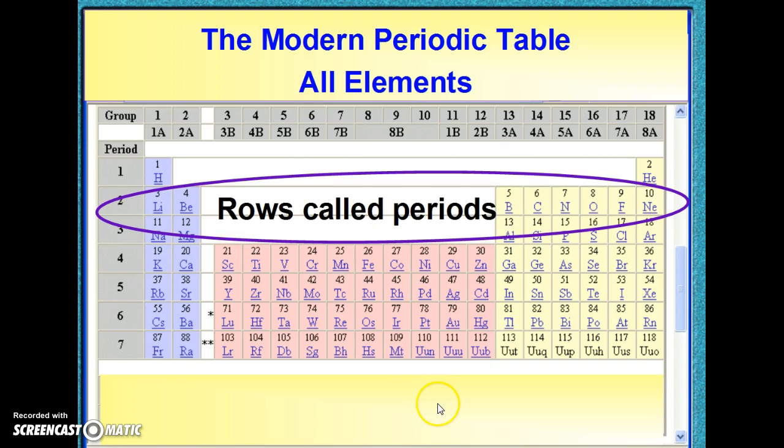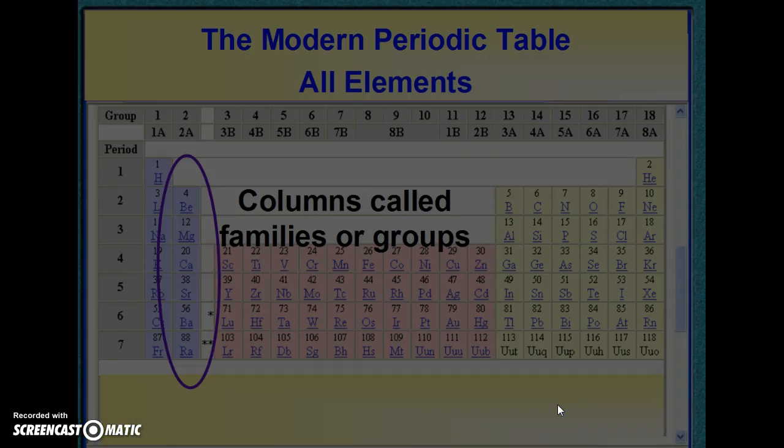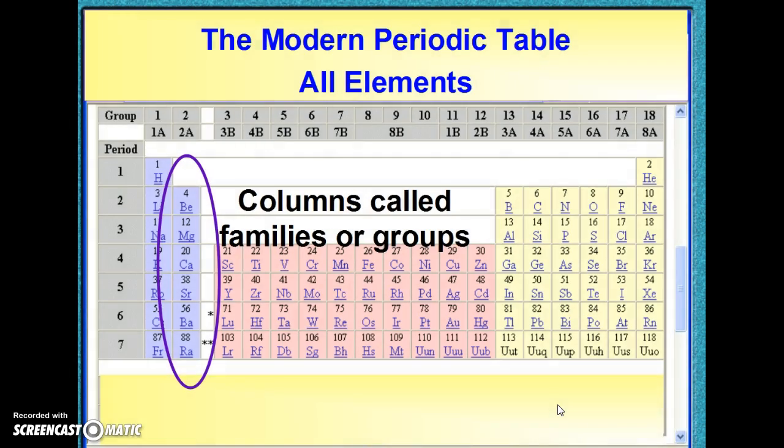Here is the modern periodic table. I've ignored the lanthanides and the actinides. Rows are called periods. Columns are called families or groups.